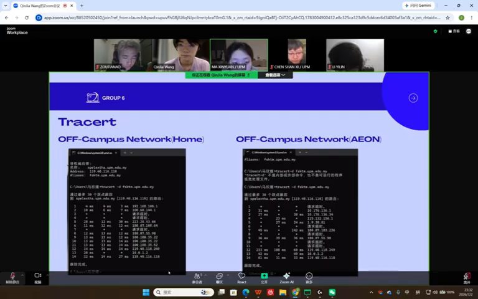And these two pictures are our tracert results for the off-campus network at home and at anytime.